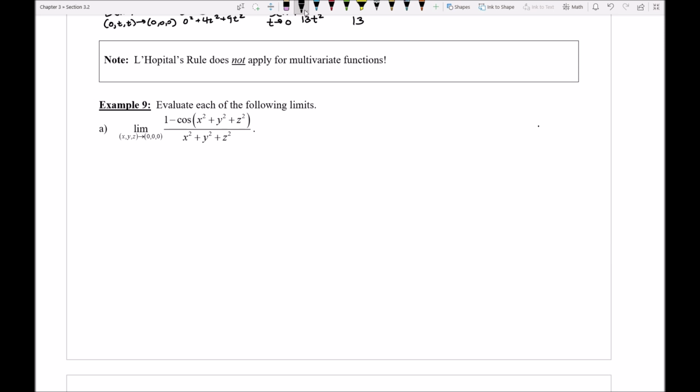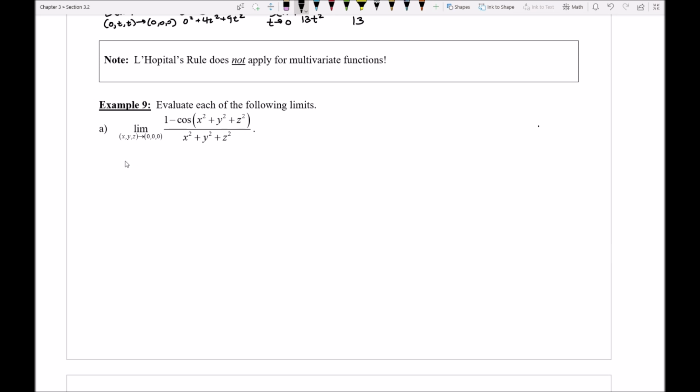Okay, let's take a look at what's going to happen here and how I might be able to turn this into a function of a single variable so I can use L'Hopital's rule, without trying to deal with moving along any different sorts of paths.